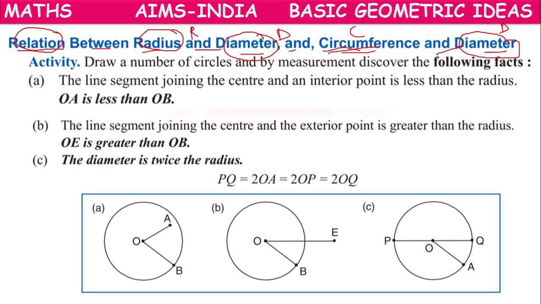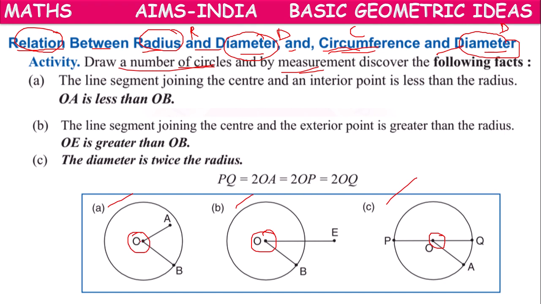For doing this, let's draw a number of circles and by measurement discover the following facts. In A, B, and C, we are drawing three circles, and from these three circles we are going to measure the following facts. Suppose the center of the circle is O in each.